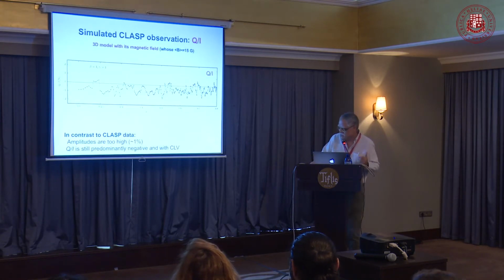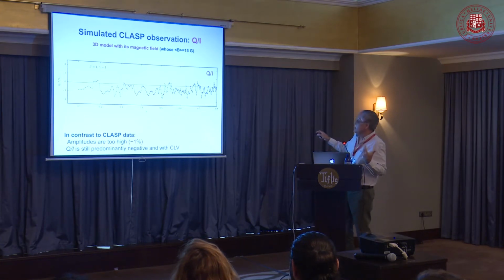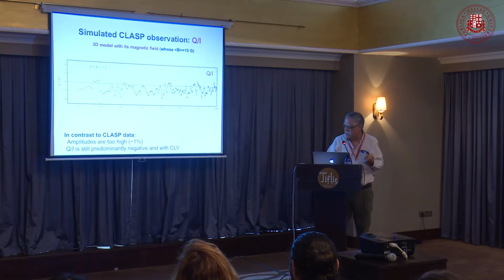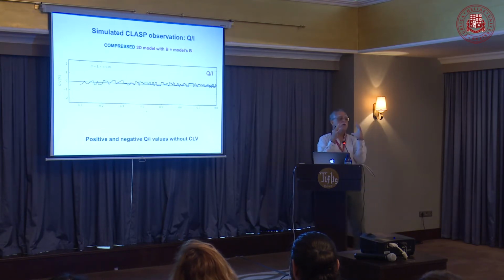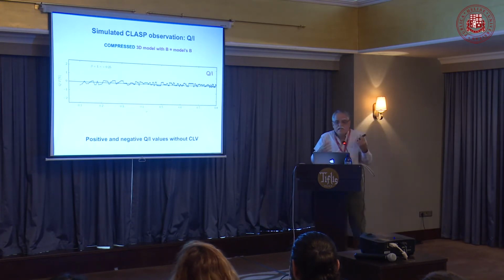This is the situation for the original model before any compression. As you see, we have many negative signals and a center to limb variation. But if you compress the model artificially, you kill this center to limb variation and you start approaching reality.